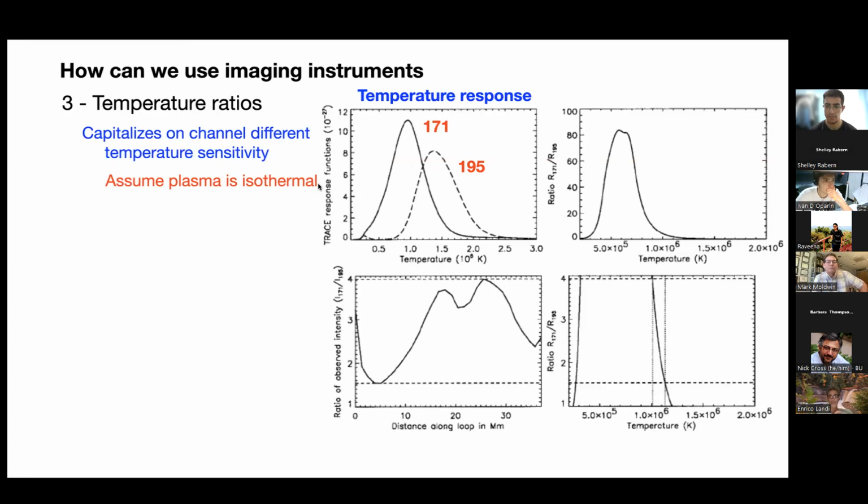If instead I have an entire line of sight, chances are that 171 is emitted here, 195 is emitted here, and we cannot do these diagnostics. This is true for images and also for spectral lines. So in principle, yes, you can measure the temperature at specific wavelengths, but you need to be careful about what you're doing.